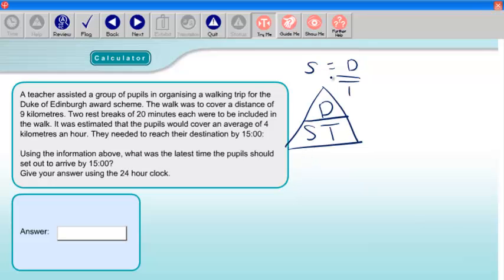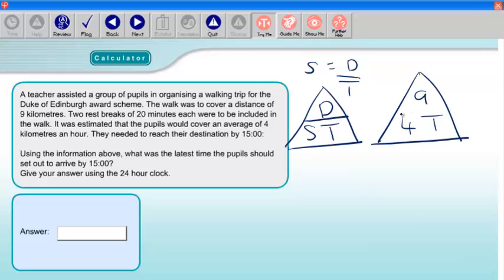Okay, so quite similar to the above. We'll fill in what we know. So we know from the question the distance was 9 kilometers, so I'll fill that in, 9. And we know that the expected speed they were going to walk at was 4 kilometers an hour, so I'll fill that in. The time is what we don't know. We still don't know how long it's going to take them to walk.